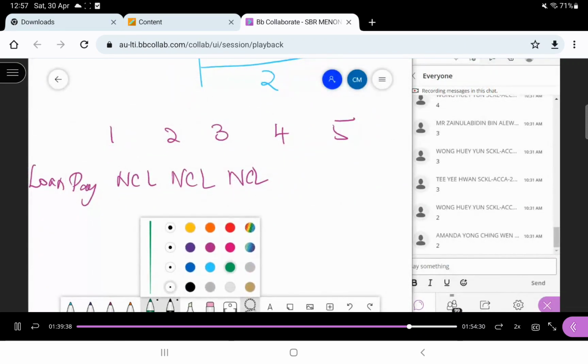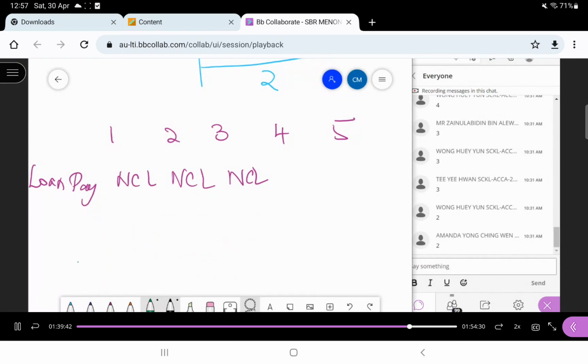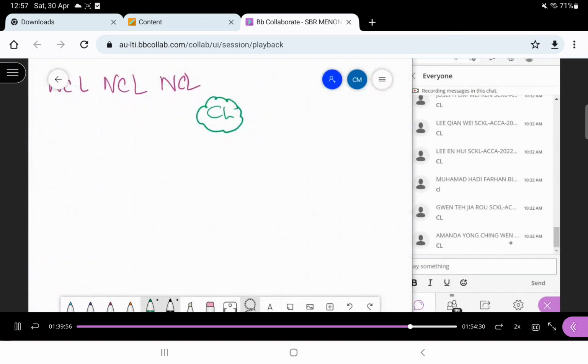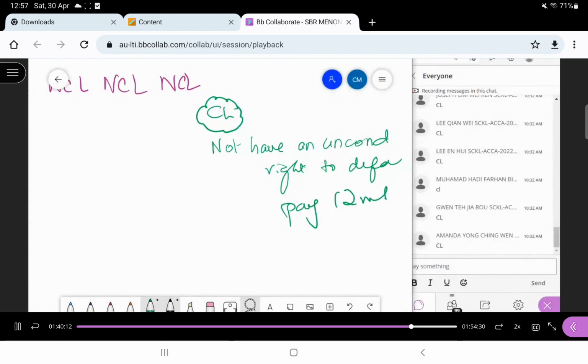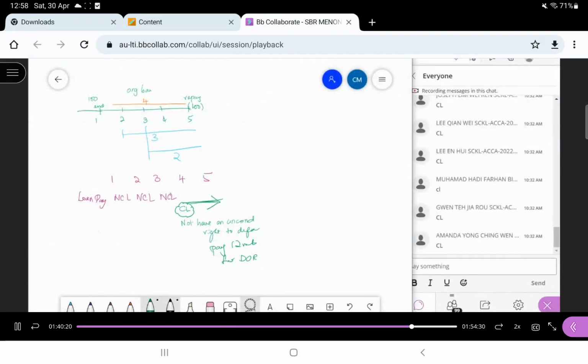Now think and answer. At the 4th year, where will I present my liability? I have to pay it within 12 months, if Menon does not have an unconditional right to defer payment beyond 12 months from the DOR, of course. That means I have no choice. I have to pay it within 12 months. I do not have an unconditional right to defer. Your answer is correct, current liability.